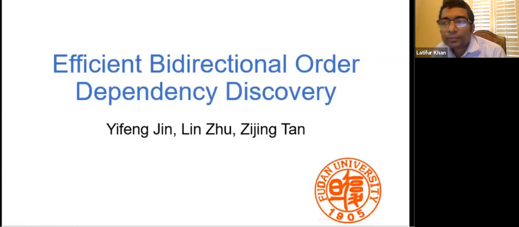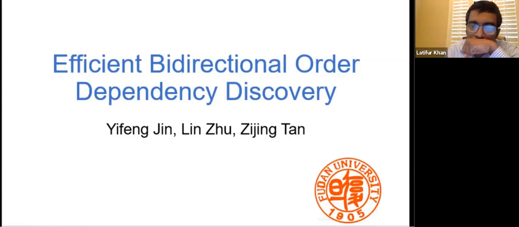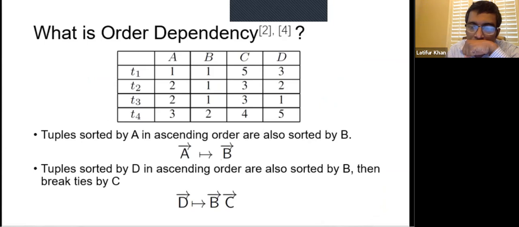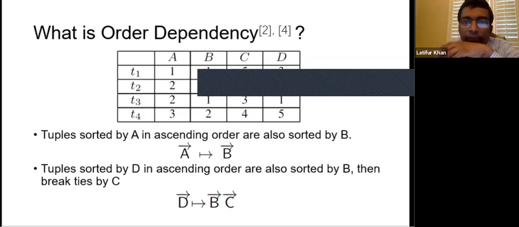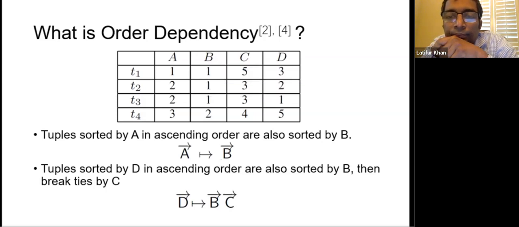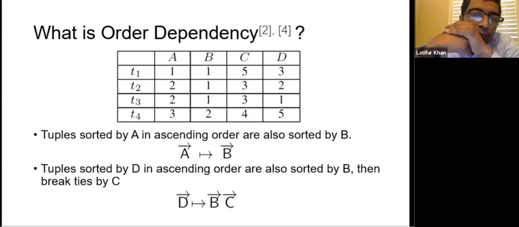Hello everyone, I am Yifeng Jing from Fudan University. It is my pleasure to introduce our work, Efficient Bidirectional Order Dependency Discovery. First, I will give you some examples to tell you what is order dependency. Here, there is a relation with 4 tuples and 4 attributes. When we sort these tuples by attribute A in ascending order, they are also sorted by attribute D in ascending order. So we can say A ascend orders D ascend.